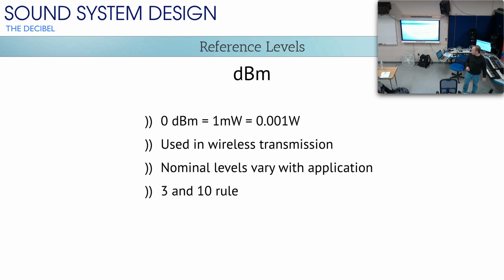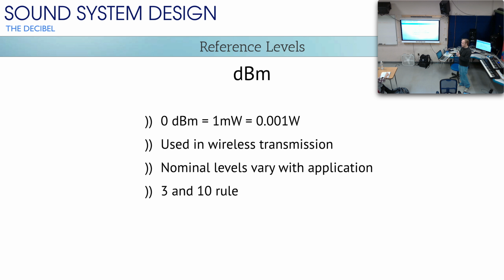Here's another one, dBm. dB with a little m. The m stands for milliwatt. So this is dB relative to 1 milliwatt. So in this case, 0 dBm is equal to 1 milliwatt, or 0.001 watts. This is used primarily in wireless transmission. Okay, so you'll sometimes see wireless mics that have transmitters on them specified in their transmitting power level, and that'll be specified either in actual milliwatts or sometimes dBm.